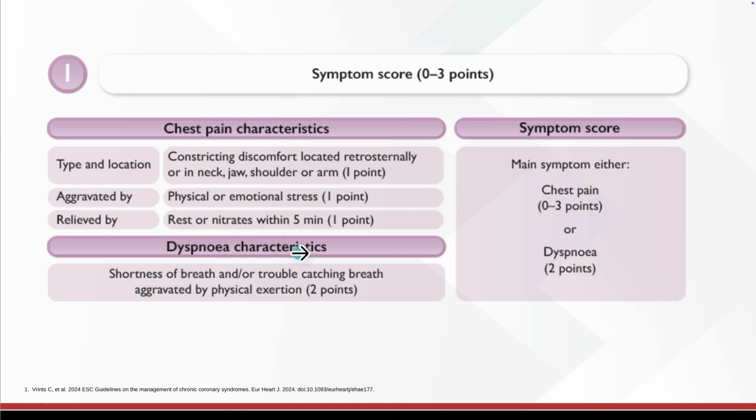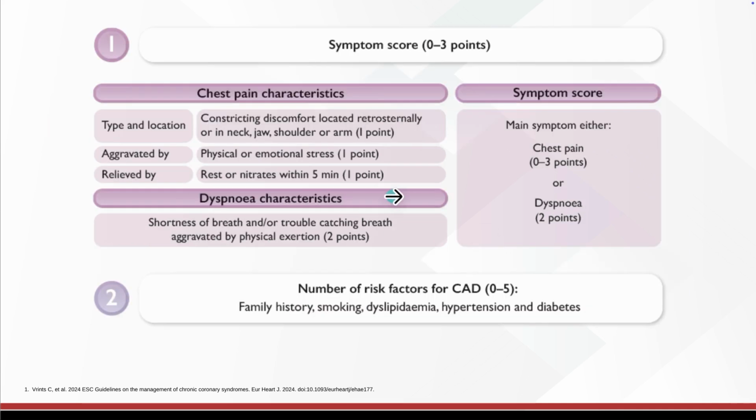And we have similar criteria for dyspnea. Dyspnea that is described as trouble catching breath, that's aggravated by physical exertion, gets 2 points. If this feature is absent, then dyspnea gets 0 points. And after the symptom score, we count the number of the risk factors for coronary disease from 0 to 5.